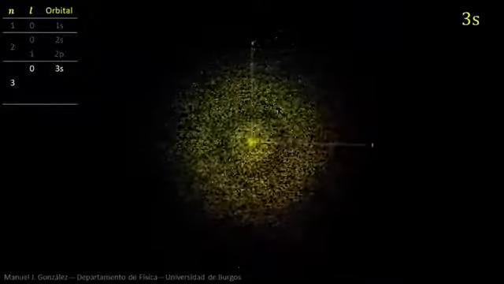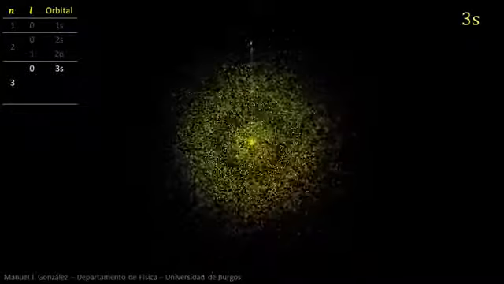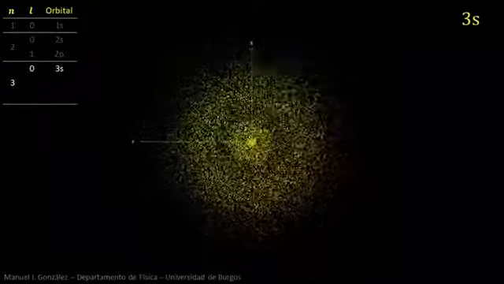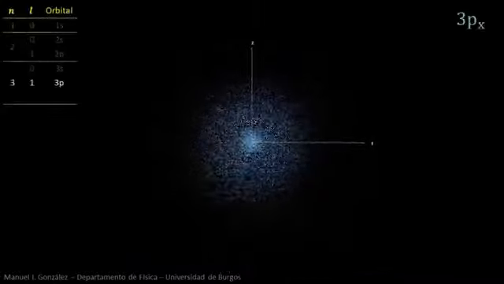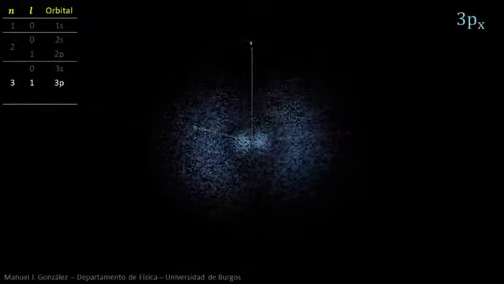It has 2 radial nodes. The outer one is clearly visible in this scene. The inner one is hidden by the surrounding cloud. Just as 2p orbitals, 3p ones have dumbbell shape, but with a radial node splitting each lobe.